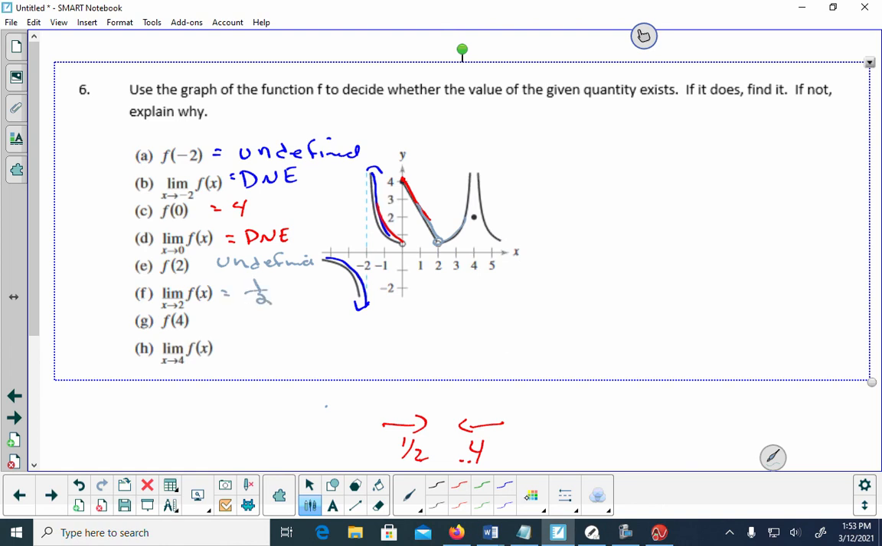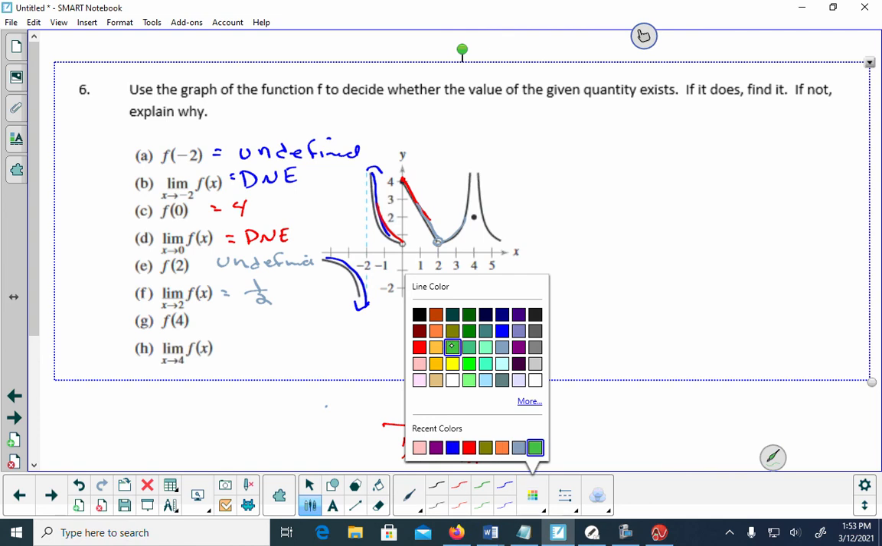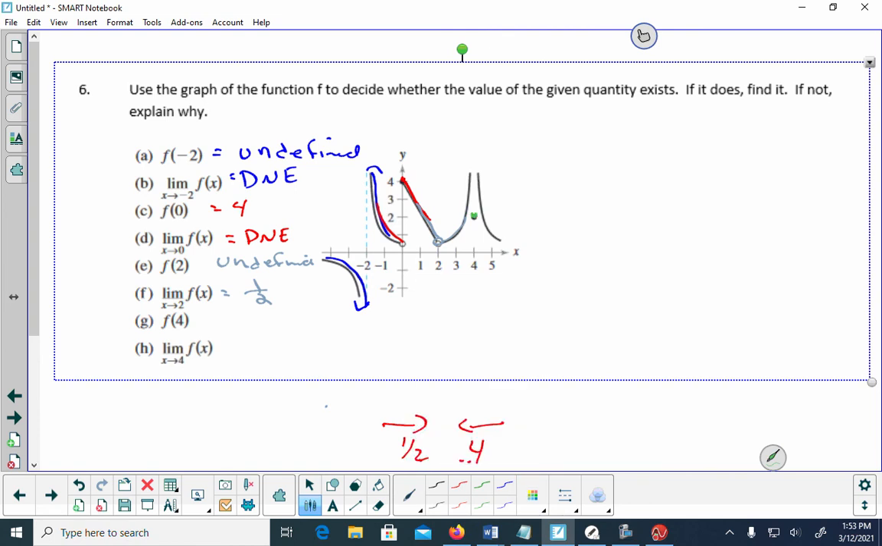Then the next one, it wants the f of 4. Well, here's 4. I have a solid dot at 4. And that looks like the height of 2, so f of 4 will be 2. And then it wants the limit as x approaches 4. Well, from the left, it appears to be going up without bound. From the right, it also appears to be getting larger and larger, but it is not approaching one set number. So I'm going to say that this limit does not exist.